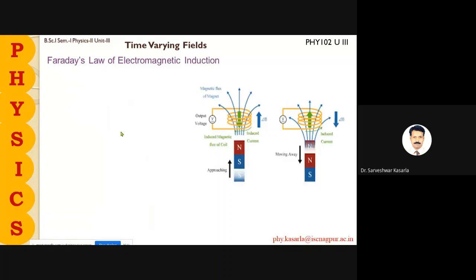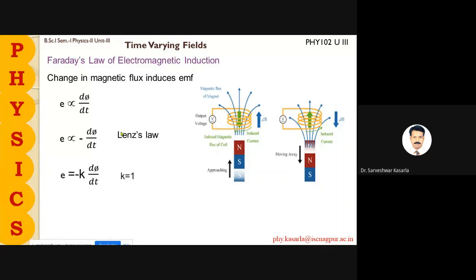Faraday's laws of electromagnetic induction: if magnetic flux is linked with a coil, then an EMF will be induced in the coil if that flux linked with the coil changes. So rate of change of flux induces EMF, and that induced EMF is directly proportional to d phi by dt, the rate of change of flux, and it will oppose the change of flux. That means it will oppose the motion of the magnet. This is combinedly known as the Faraday-Lenz law.